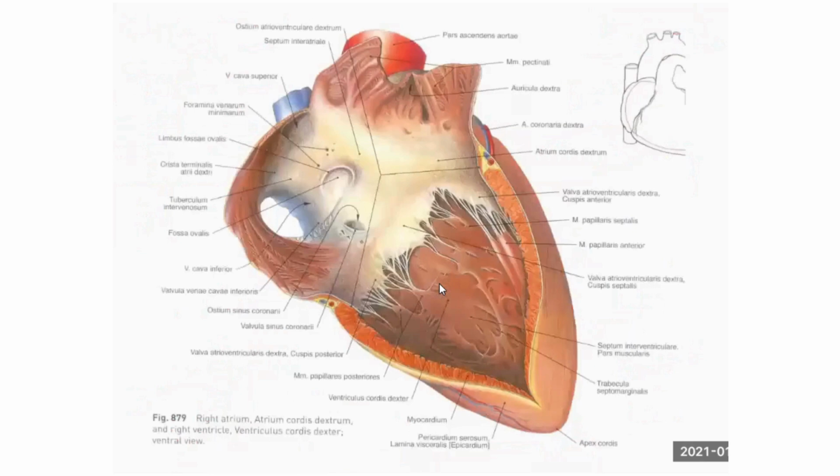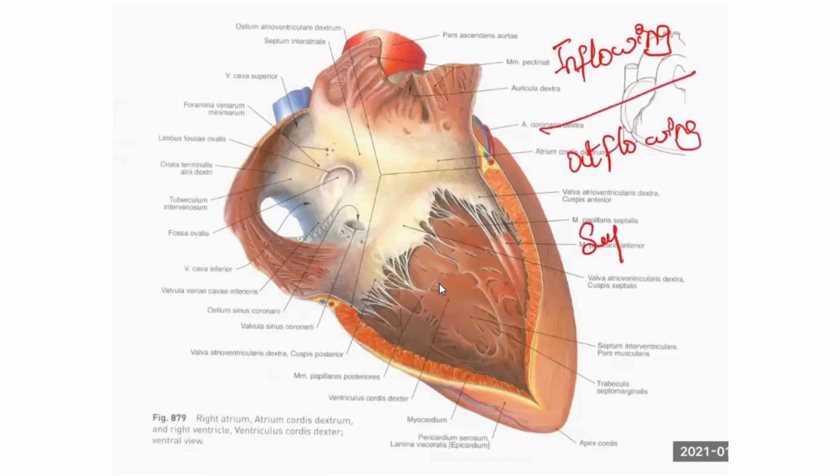This chamber is right ventricle. Two parts of the right ventricle are the inflowing part and the outflowing part, which are separated by the supraventricular crest.